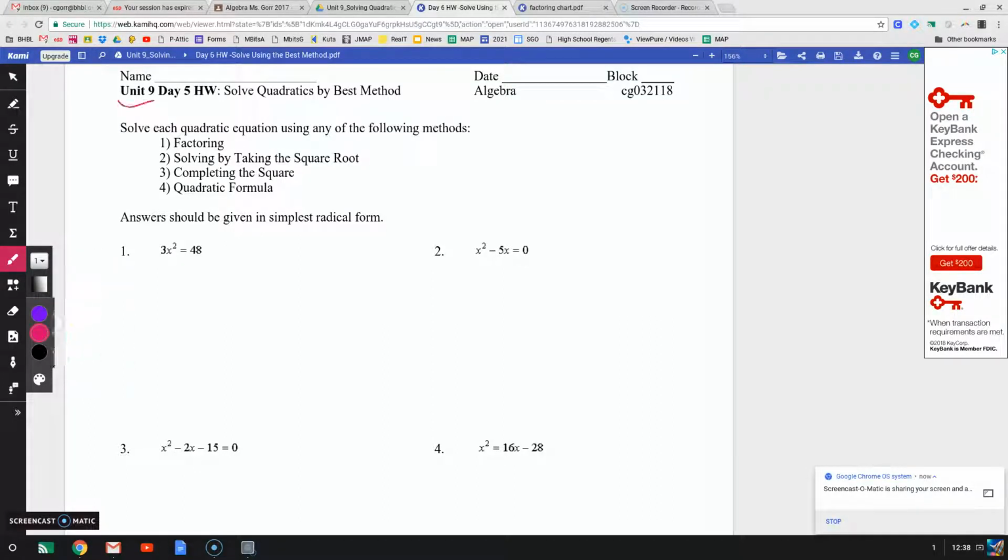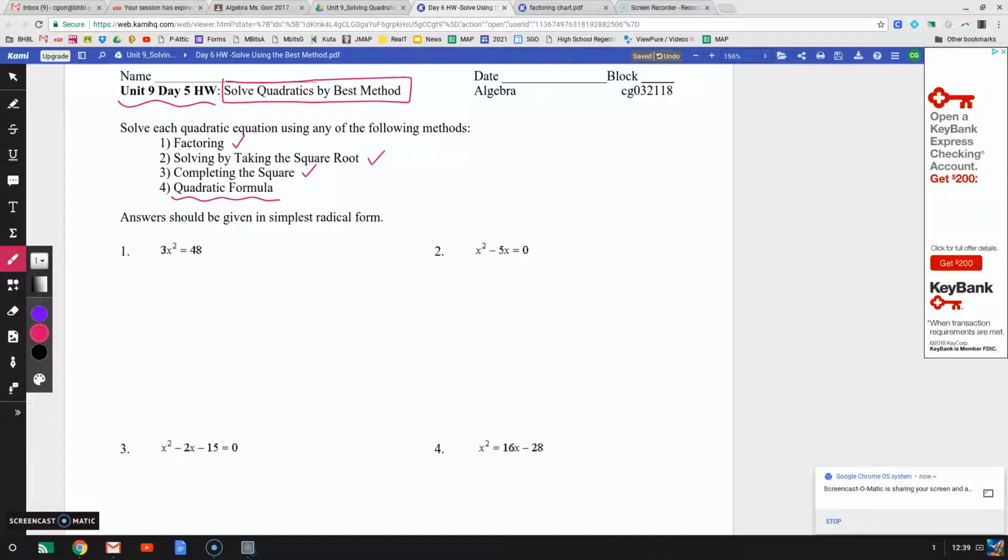Today we're talking about Unit 9, Day 5, solving quadratics by our best method. So remember that sometimes there's going to be an advantage to using factoring. Sometimes it'll be easier by just taking a square root. Sometimes we're going to complete the square, and as always, you can always use the quadratic formula. Unfortunately, sometimes that's the more tedious way of solving my problem.